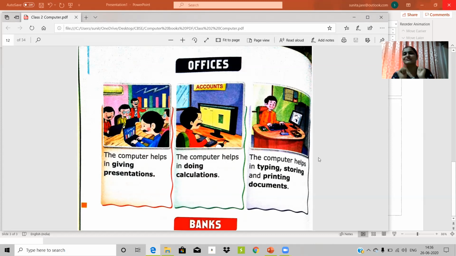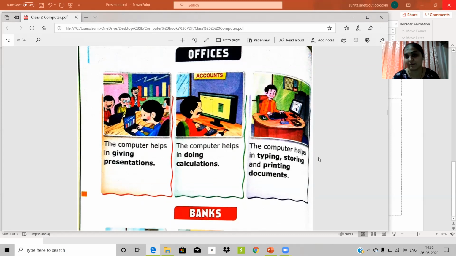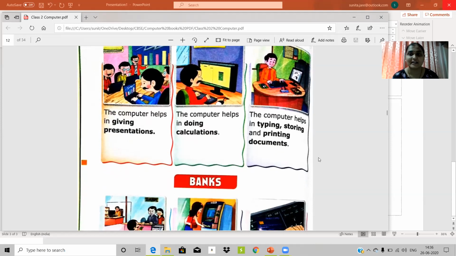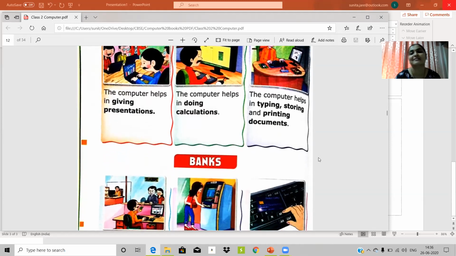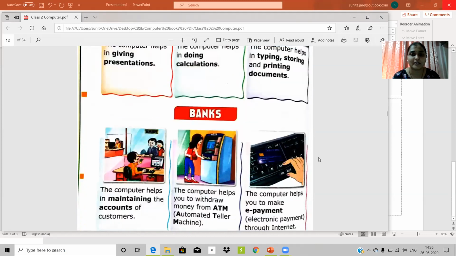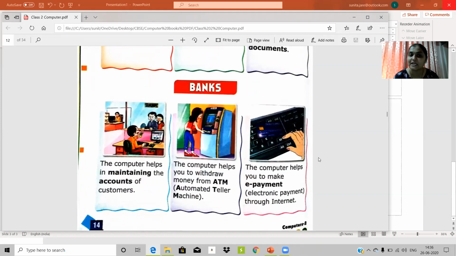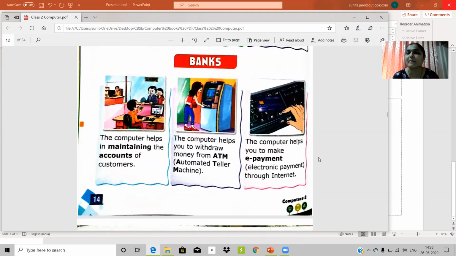Very good. So yes, now we understood the uses of computer in the office. Now you must be knowing what your father and your mother use the computer for, right? They have lots of work to do in the computer or in the laptop, right? Yes, now we come to know. Now we'll see what are the uses of computer in banks.